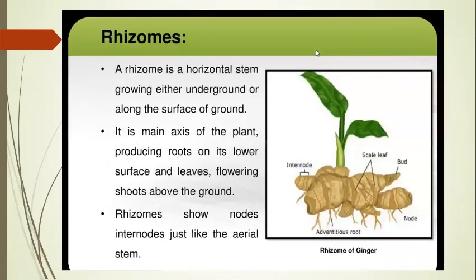Then rhizomes. A rhizome is a horizontal stem growing either underground or along the surface of the ground.